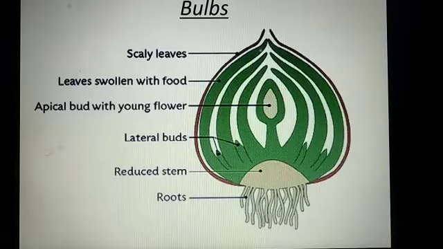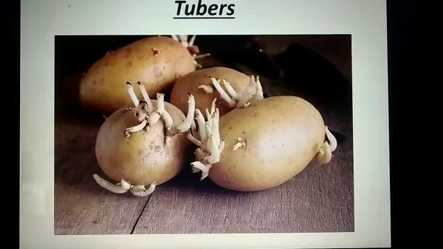The next is bulb. In this diagram, you see that a bulb is a highly reduced stem. Here the roots are adventitious roots, and the scaly leaves and leaves swollen with food, the lateral bud, and the apical bud arise from this shoot. From this apical bud, the new plant grows. What is the example of bulb? Onion and garlic.